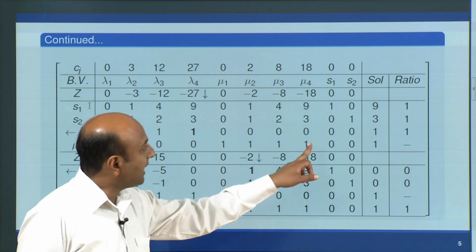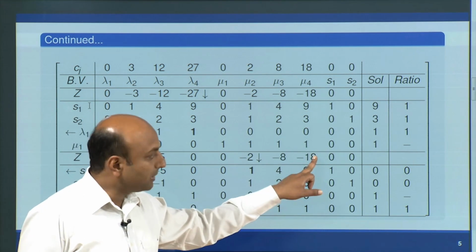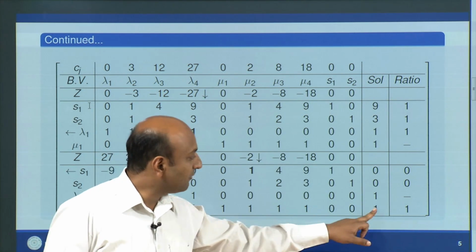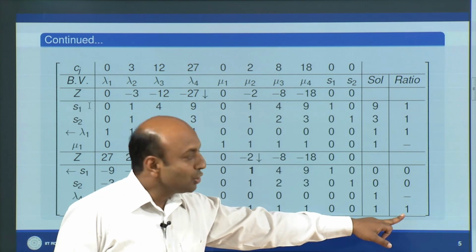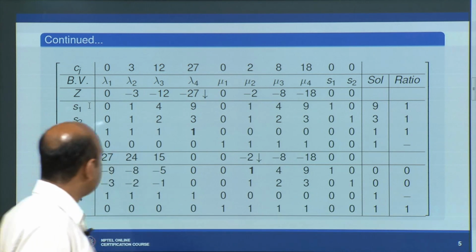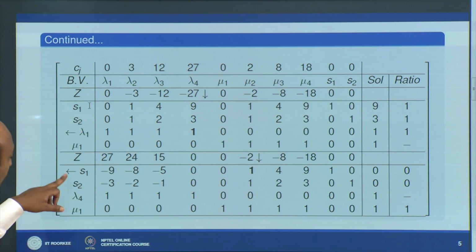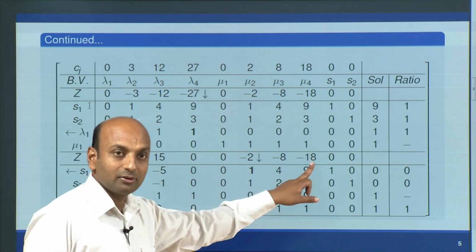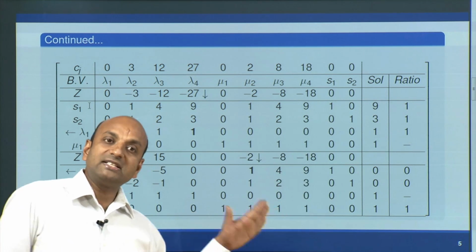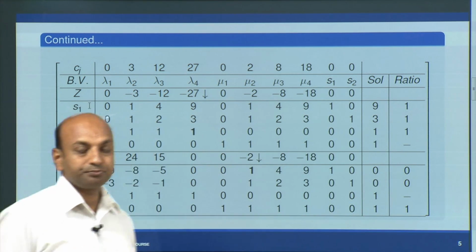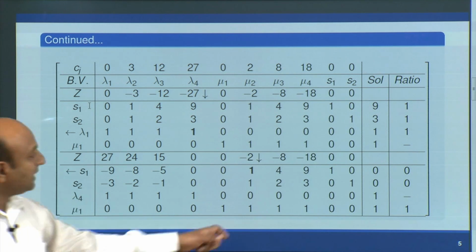You can see if we enter this variable, the minimum ratio here is 0 upon 9, 0 upon 3, this is not defined, and 1 upon 1 is 1. So, we have to leave either this variable or this variable, either S1 or S2, and then mu 4 will come in the basis, and mu 4 and mu 1 are not adjacent. So, it is not possible. Okay. So, we can't enter mu 4. We can enter mu 4 only when mu 1 is leaving the basis, but mu 1 is not leaving because this ratio is not minimum, these two are minimum. So, we can't enter this.